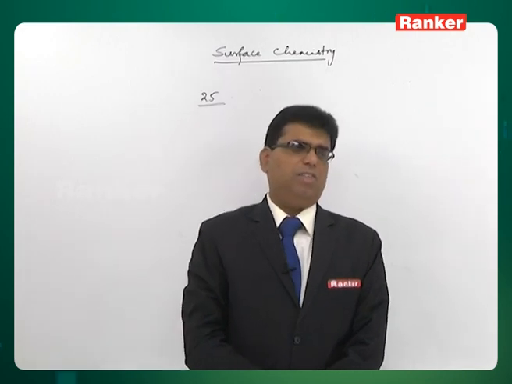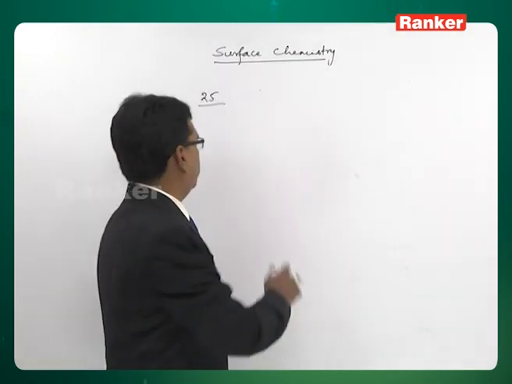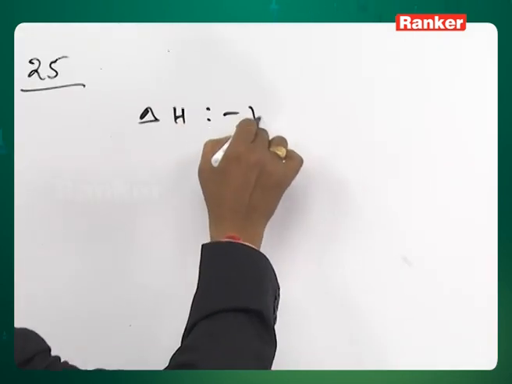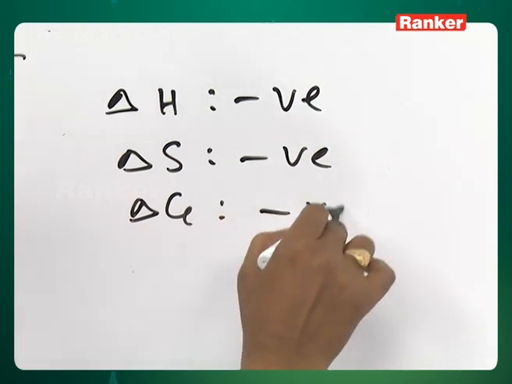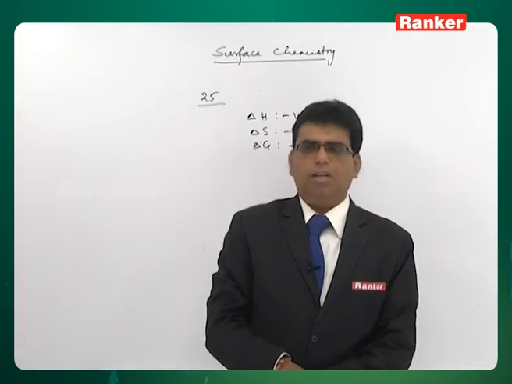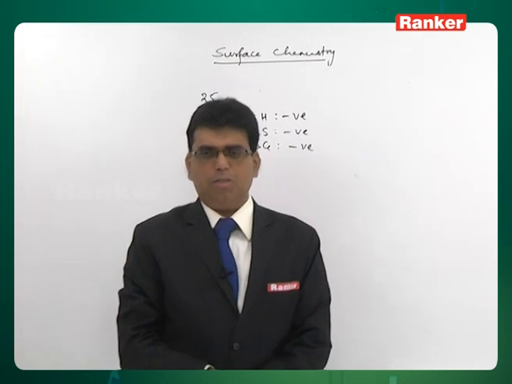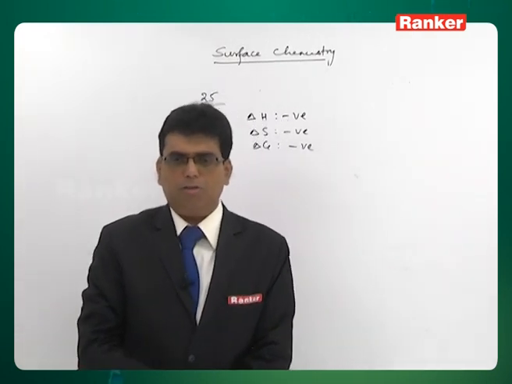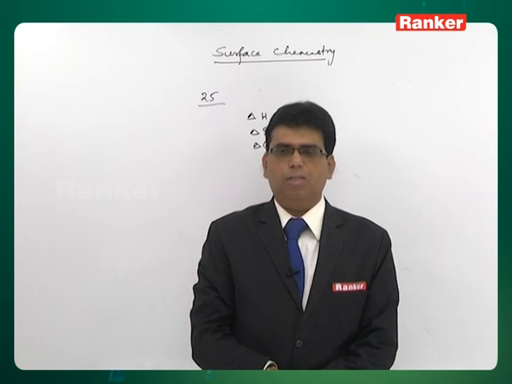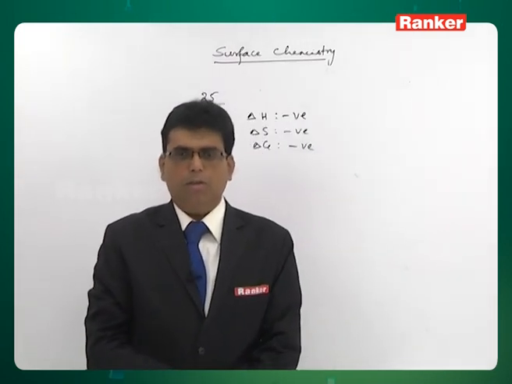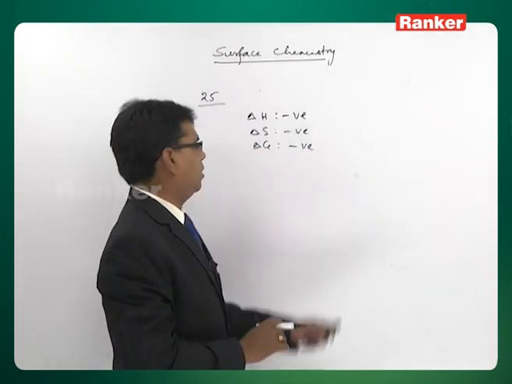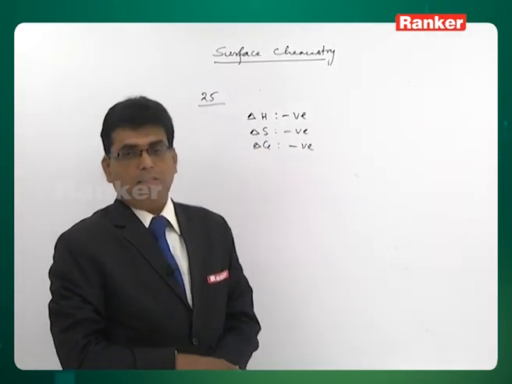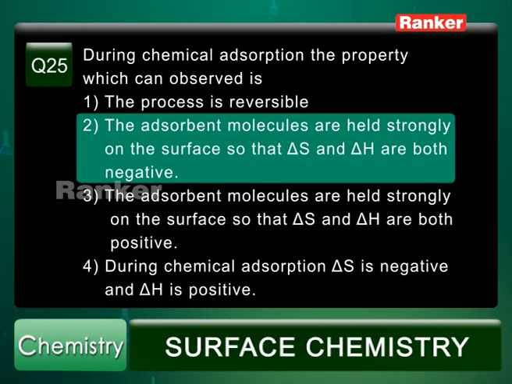Whether it is physisorption or chemisorption, as already told in the beginning, delta H is negative, delta S is negative, delta G is also negative. So, the second option is the correct option. The first option, reversible, is not correct, they are irreversible. Third option, adsorbed molecules are held strongly on the surface. Then, delta S and delta H both are positive. No, both are negative. And delta S negative and delta H positive is also wrong, as already mentioned, all 3 of them are negative. So, the correct answer is option 2.